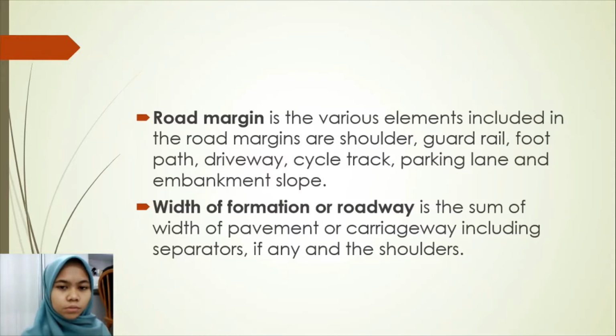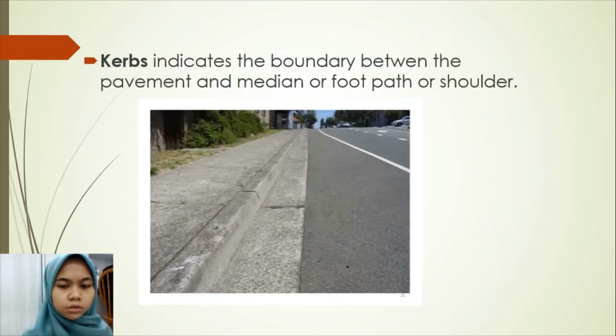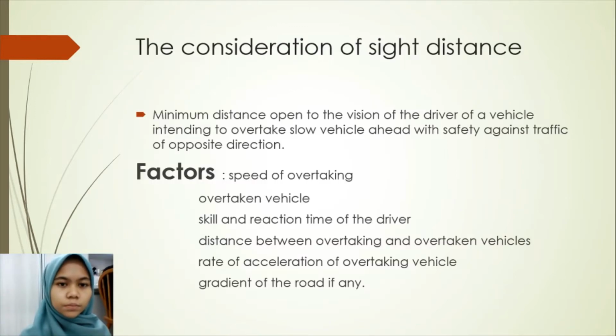The road margin, such as shoulder, guardrail, footpath, driveway, cycle track, parking lane, and embankment slope. And the width of formation of roadway is the sum of the width of pavement or carriageway, including separators, if any, and shoulder. Another is curbs, which indicate the boundary between pavement and median or footpath or shoulder.